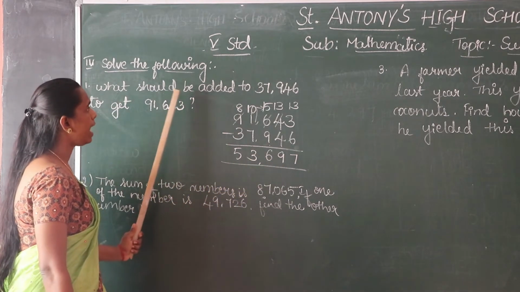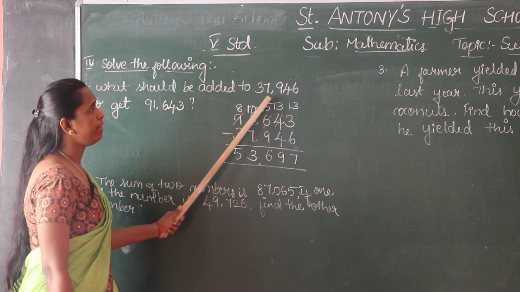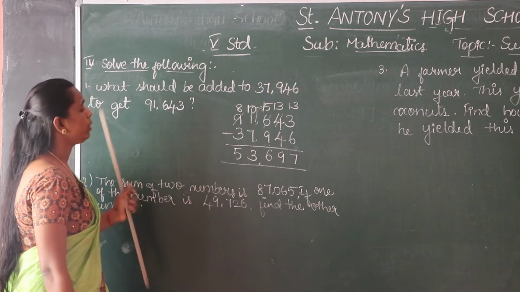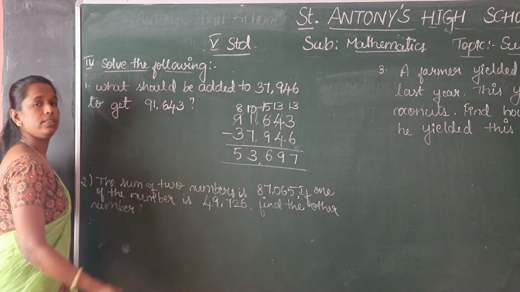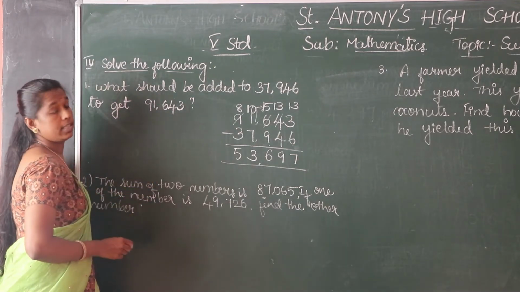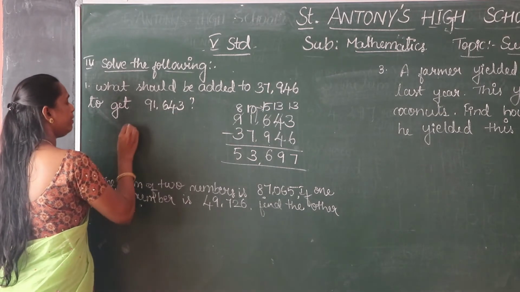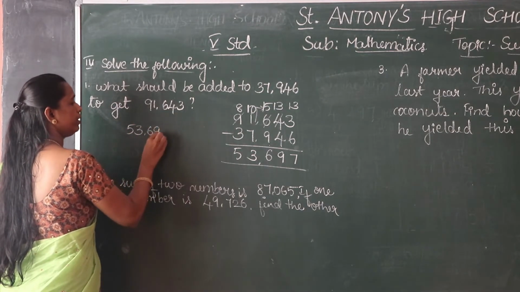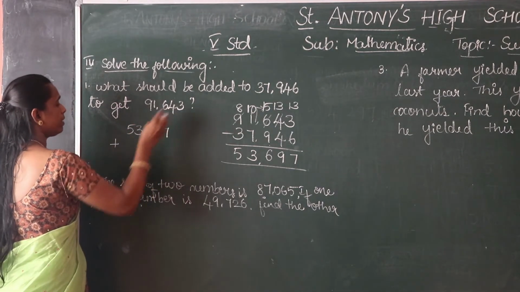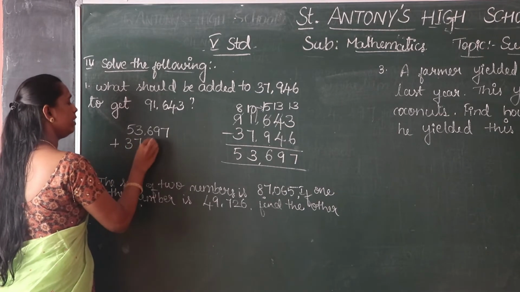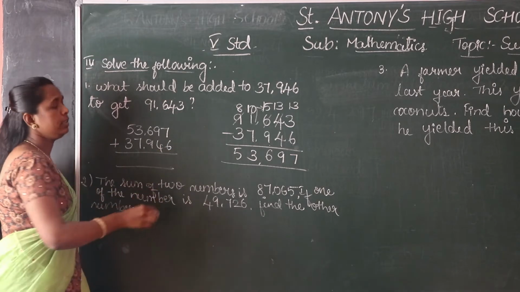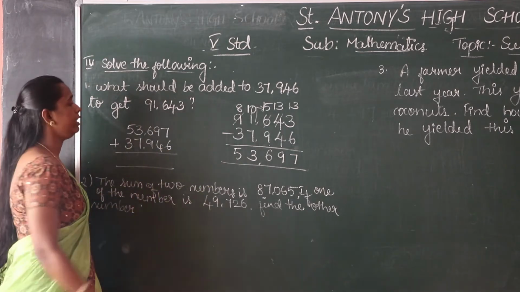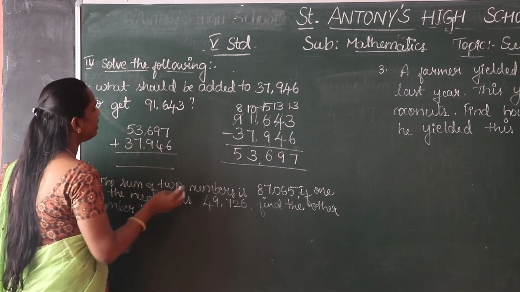53,697 is added to 37,946. You get this number 91,643. So cross check or verify the sum. For example, when we add 53,697 plus 37,946 to get the same answer. This answer is right. Okay, we have to cross check the answers.